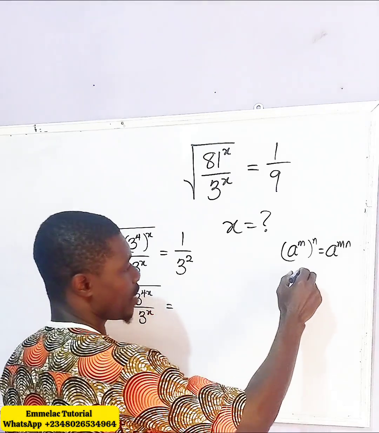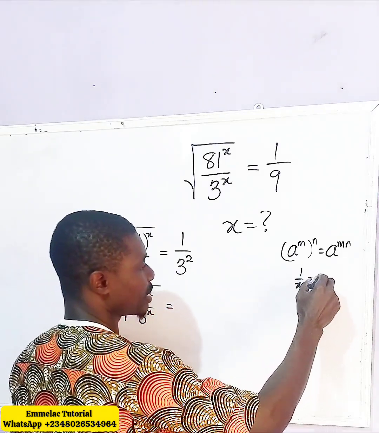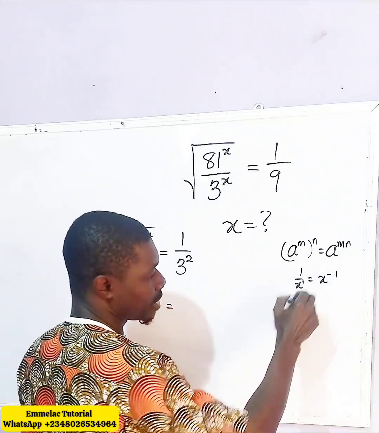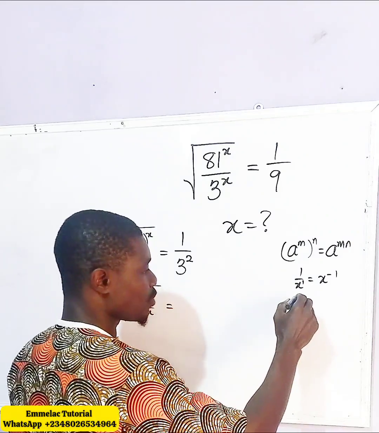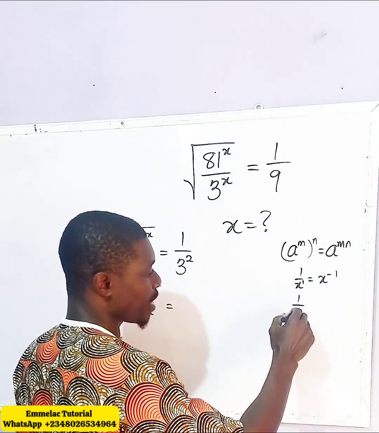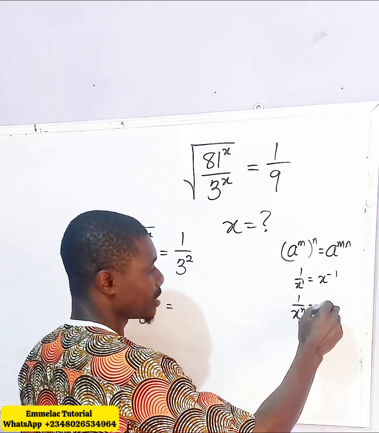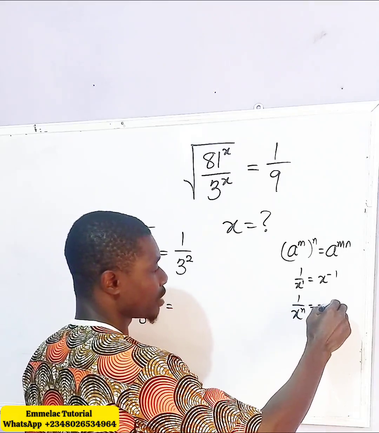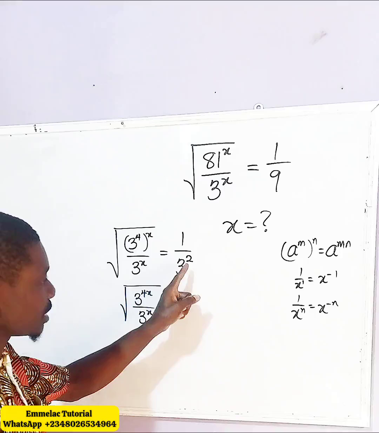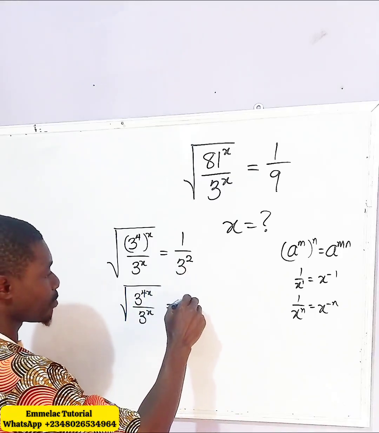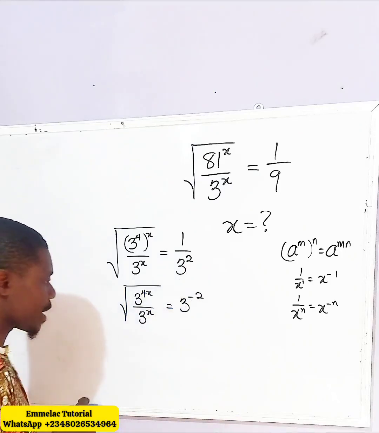Now I can make this an index. If you have 1 all over x, this is the same as x raised to the power of minus 1. In the case where we have 1 all over x raised to the power of a number n, this is the same as x raised to the power of minus n. So since this has 2 here, we can say this is 3 raised to the power of minus 2.